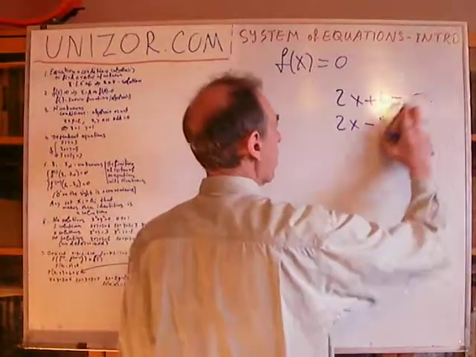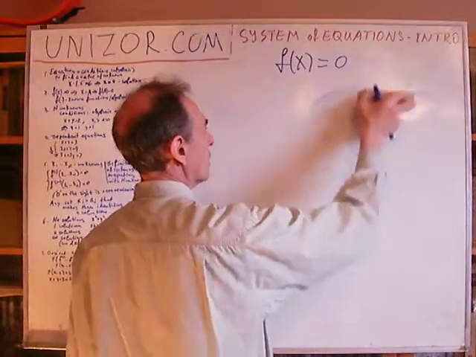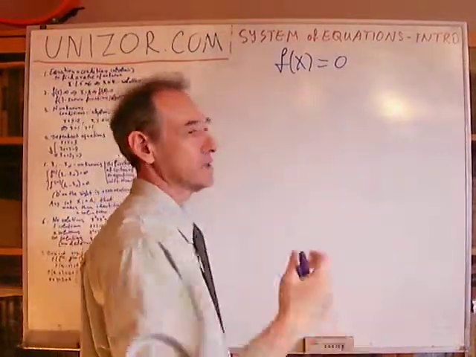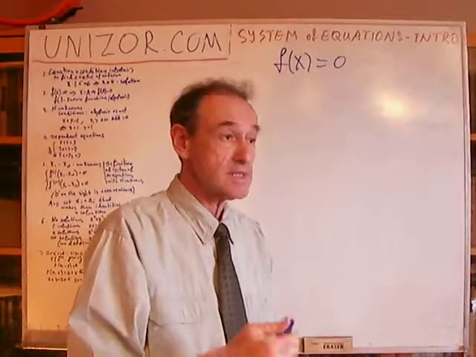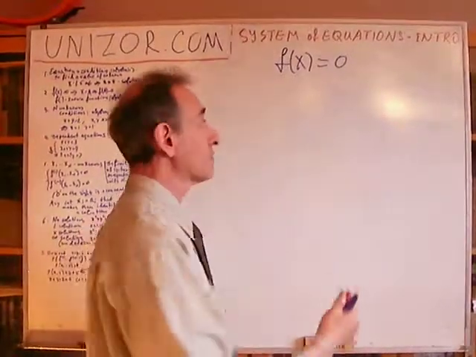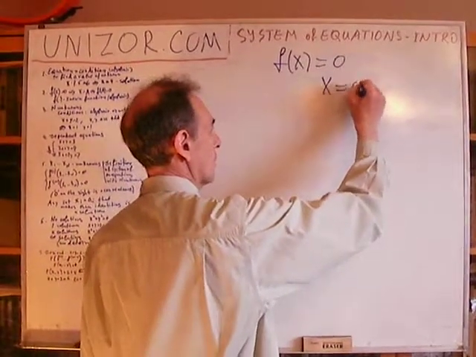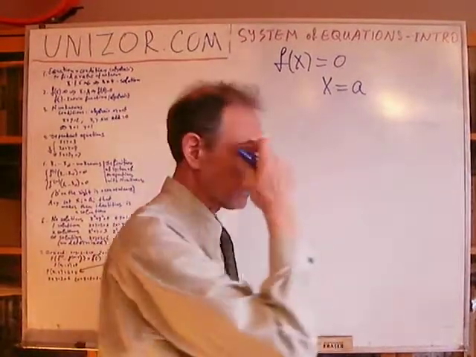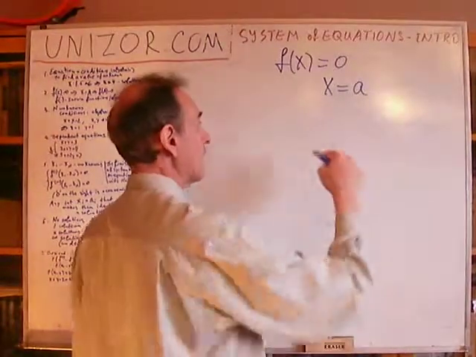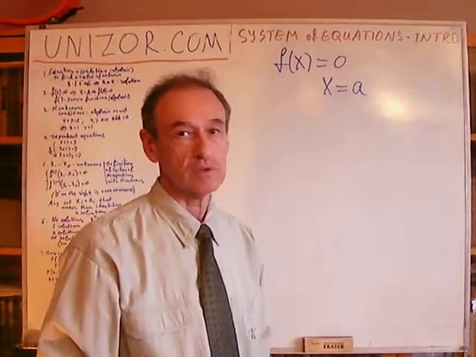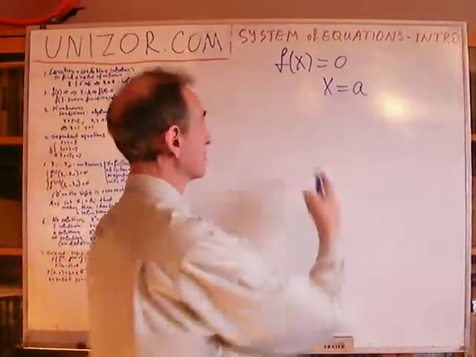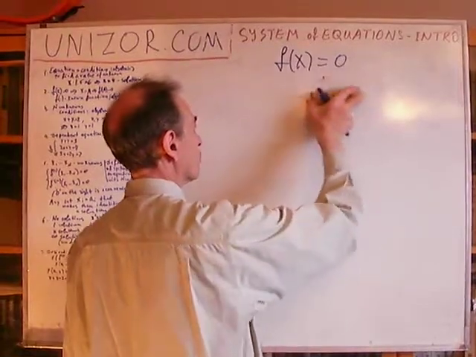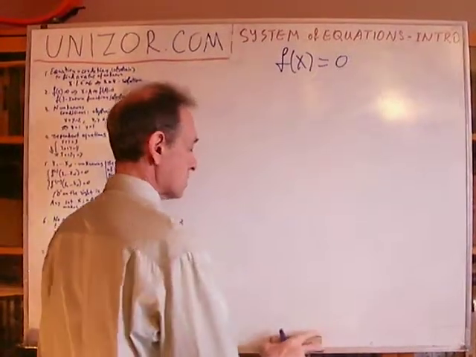So we are considering equations of this particular format, that some function applied to the variable will give the value of 0. Now, it's a condition, and if we are able to convert this condition into something like this, that means that we have found a solution. So if we are saying that x is equal to a is a solution, it means that if a is substituted into this function, then I will have a numerical identity, 0 on the left and 0 on the right.